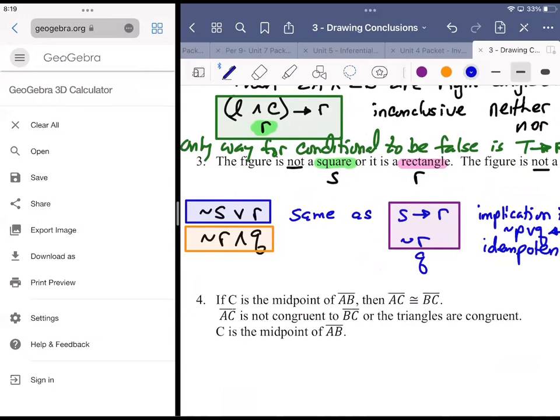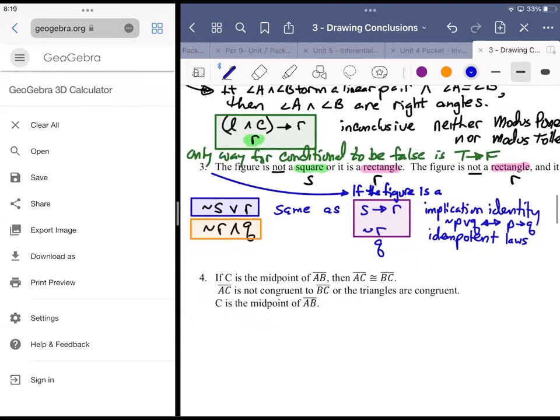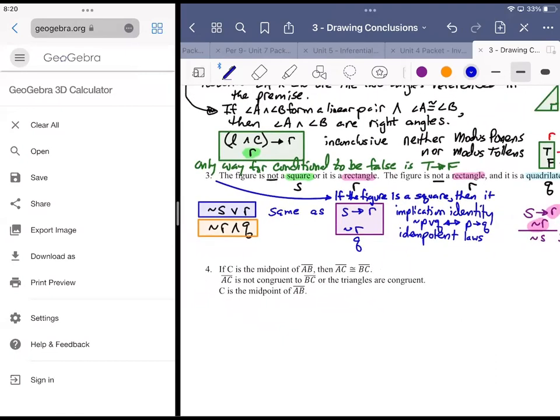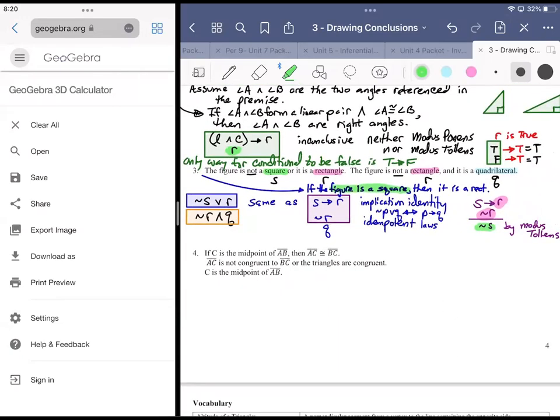Instead of it being the figure is not a square or a rectangle, this now is thought of, by the implication identity, as: if the figure is a square, then it is a rectangle. So if the figure is a square, that part became the new premise. And that's the thing that we just refuted based off of the modus tollens. Okay. Thanks. Yeah, no problem.